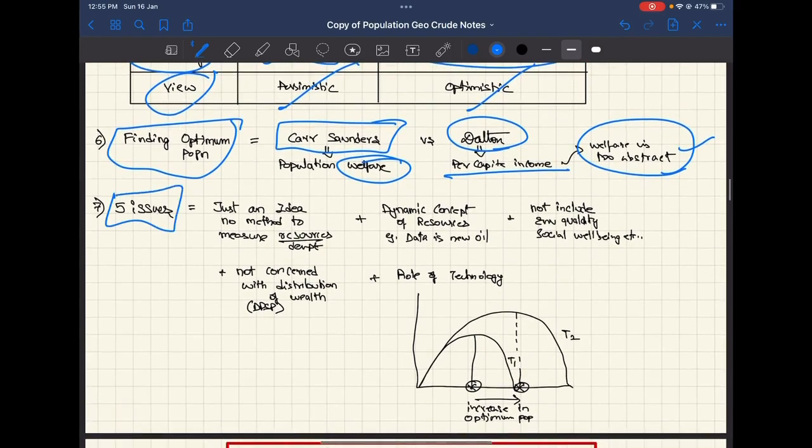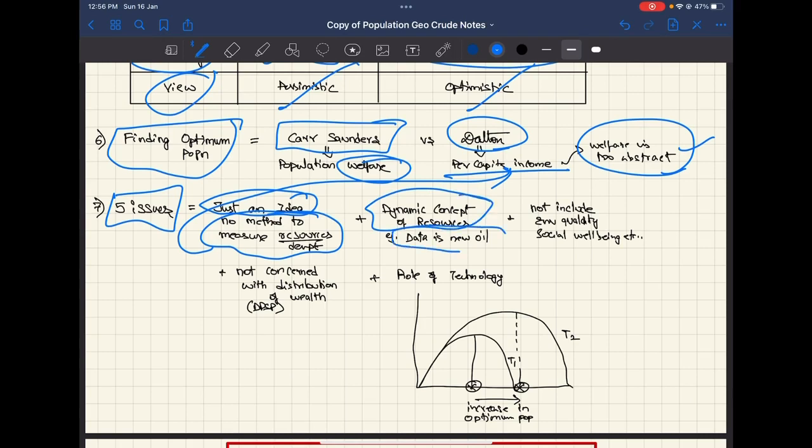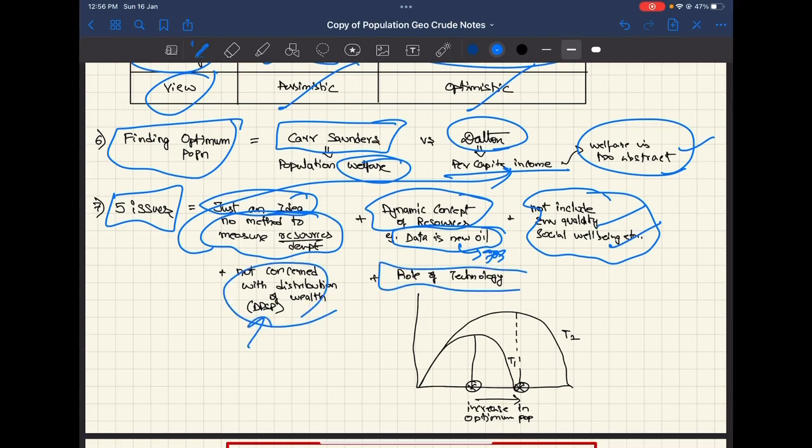There are 5 issues with this theory. This is just an idea, with no actual method to measure the resources. Even if we consider per capita income, it won't capture all the resources. Now the resources are also dynamic. For example, data is the new oil. This can't be counted in the 1970s, for example. It does not talk about environmental quality or social well-being. Also, it is not concerned with inequalities. And when the technology changes, the optimum population will also change.